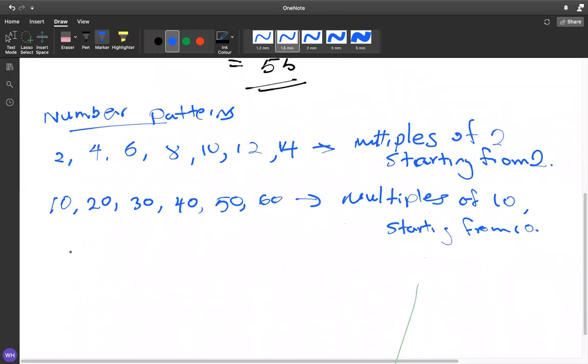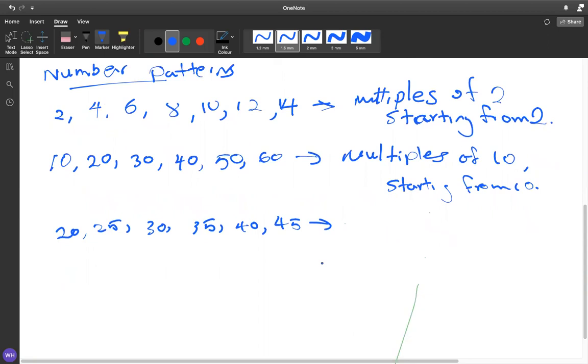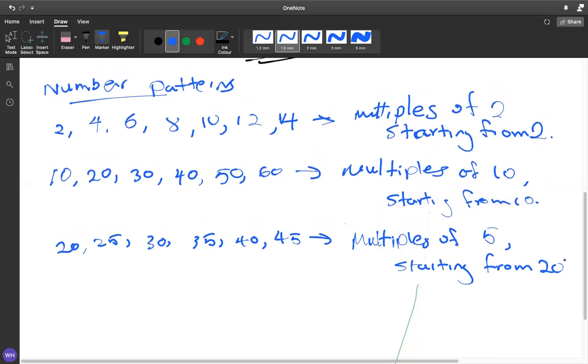Now have a look at this. 20, 25, 30, 35, 40, 45. What do you know about these numbers? Multiples of 5 starting from 20. That starts from 20, right? So you will have to write this. This is multiples of 5 starting from 20, like that, okay? Right. Put a star mark.